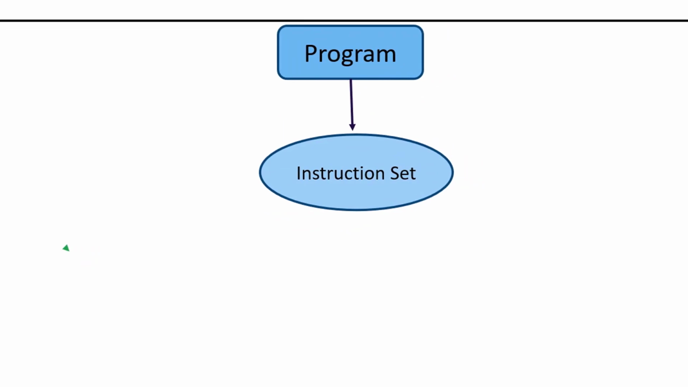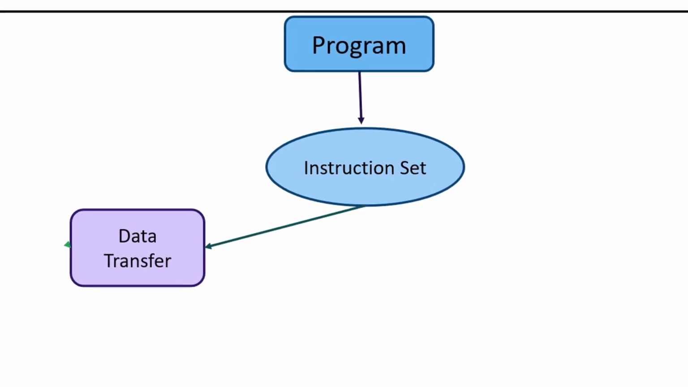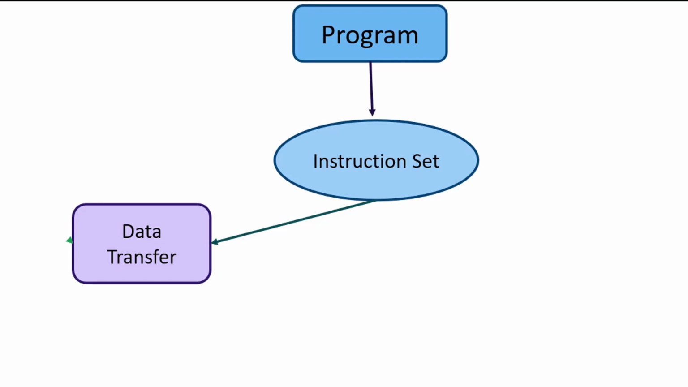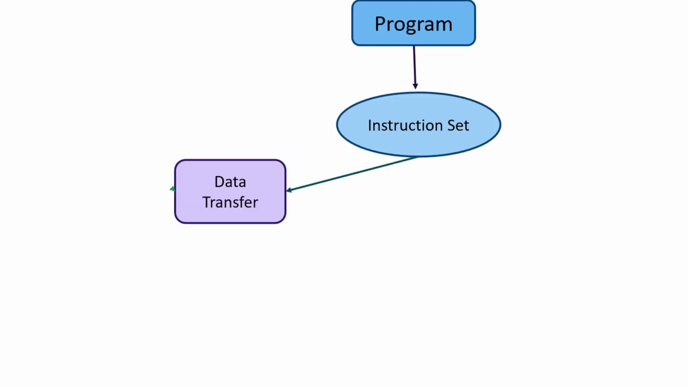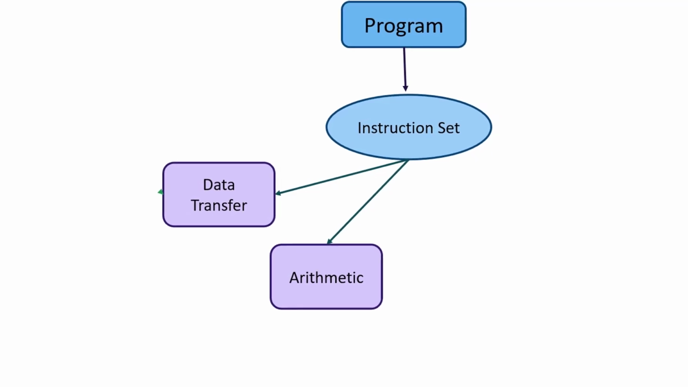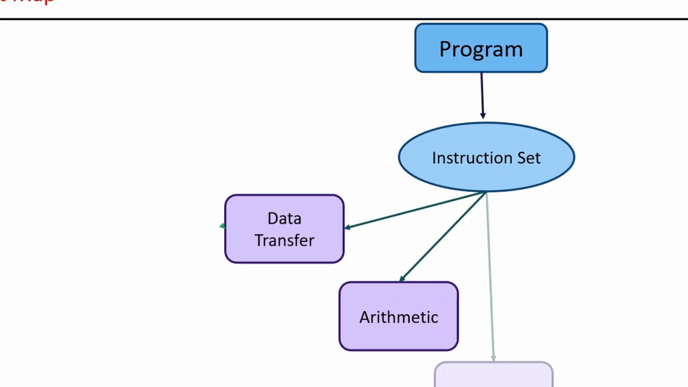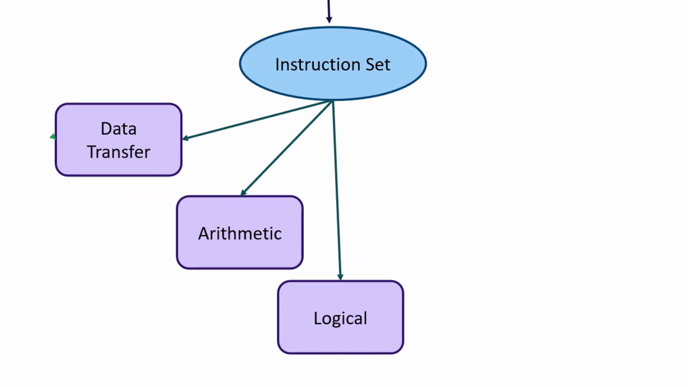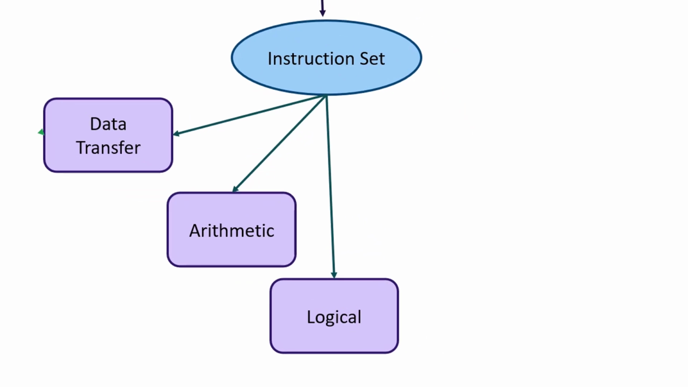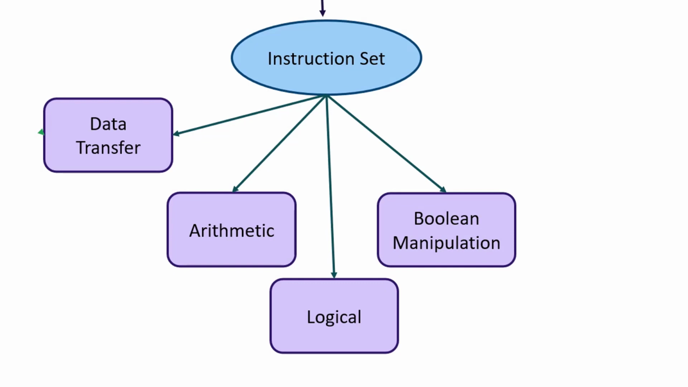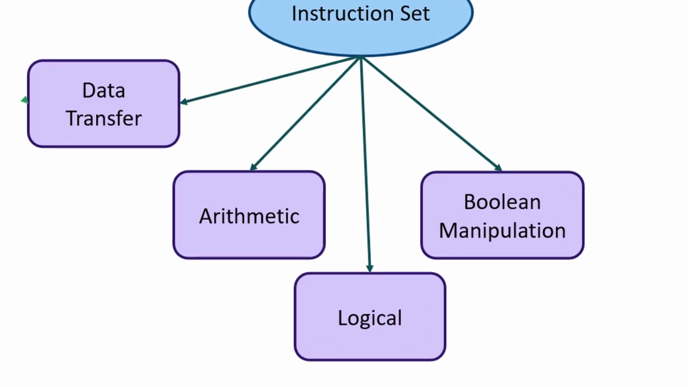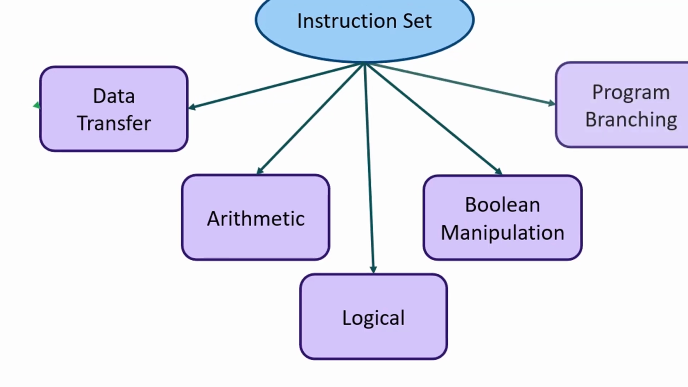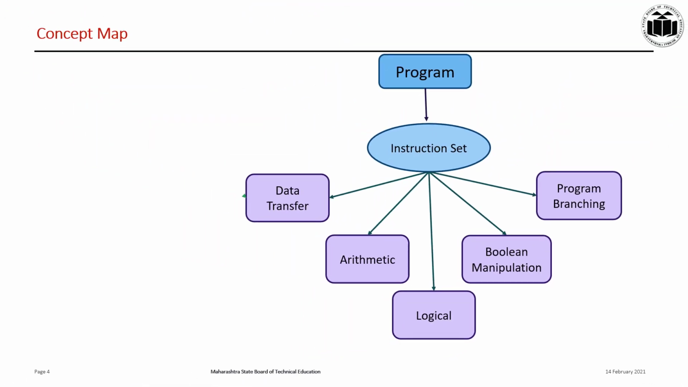These instructions are categorized into 5 types depending on their function. Data transfer instructions are used to transfer data between registers, internal memory and external memory. Arithmetic instructions are used to perform arithmetic operations such as addition, subtraction, multiplication. Logical instructions are used to perform logical operations such as AND operation, OR operation. Boolean variable manipulation instructions are used for 1-bit operand. Program branching instructions are used for switching execution to a different instruction sequence.